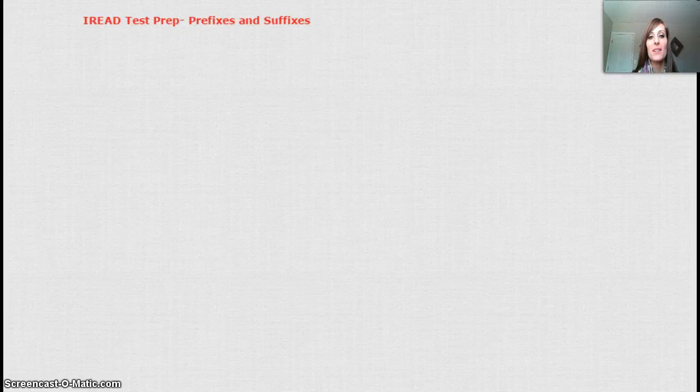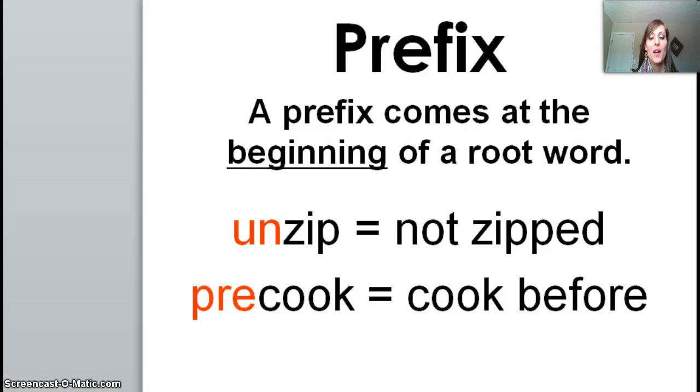All right, boys and girls, let's go ahead and get some more practice with prefixes and suffixes. Before you're given some practice questions to do with me together, let's review what a prefix and a suffix actually is. All right, so a prefix. Remember, a prefix comes at the beginning of a root word. A prefix comes before a root word.